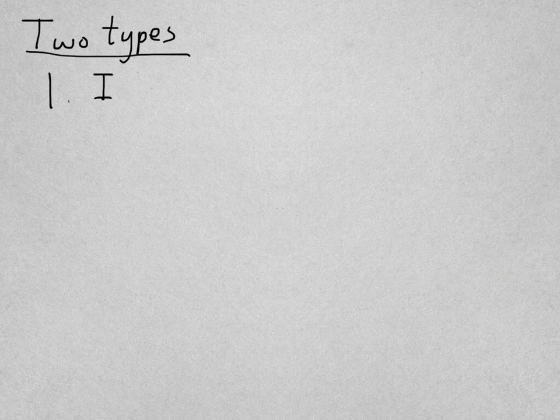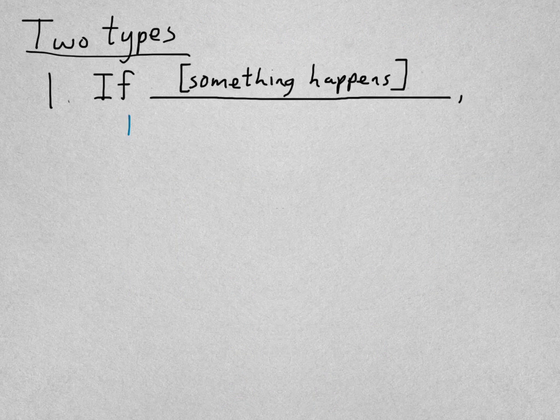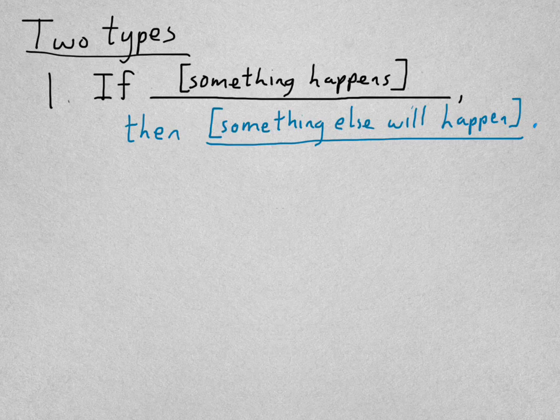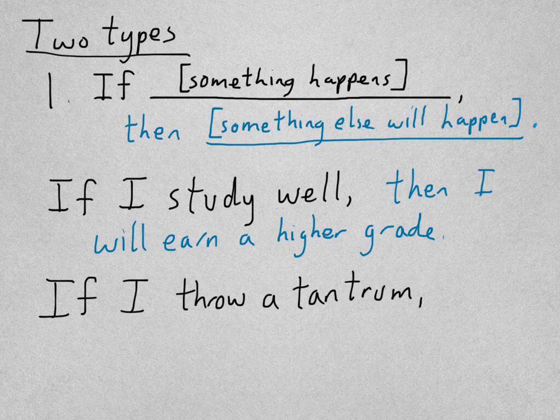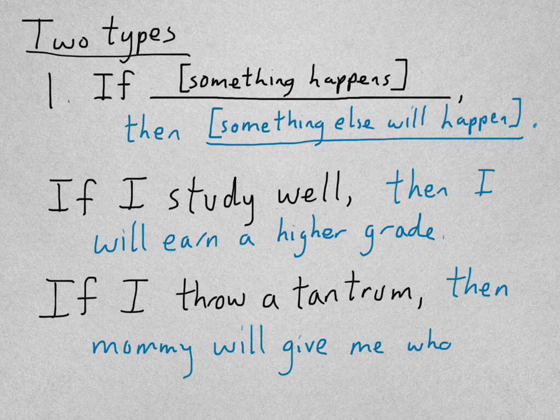There are two major types. The first is if something happens, then that causes something else to happen. Like this one: if I study well, then I'll earn a higher grade. Cause and effect there. This kind of logic we start to learn very early on. Take this example: if I throw a tantrum, then mommy will give me what I want. That's what the little kid is thinking in his head, even though he may not be thinking those words. But that's the logic.